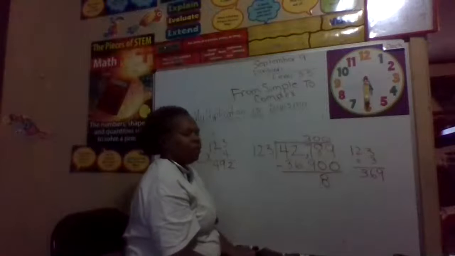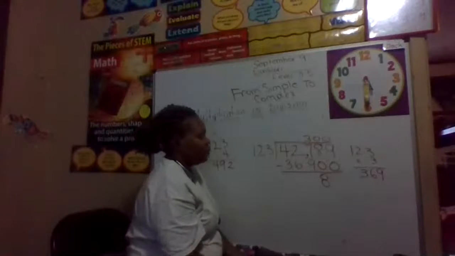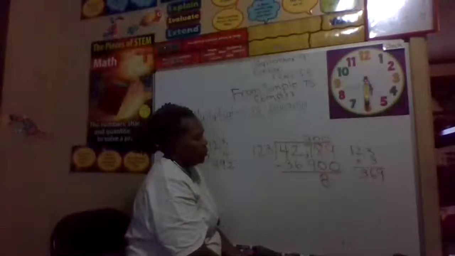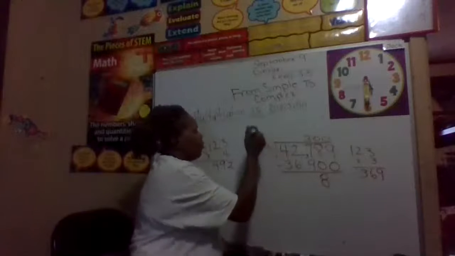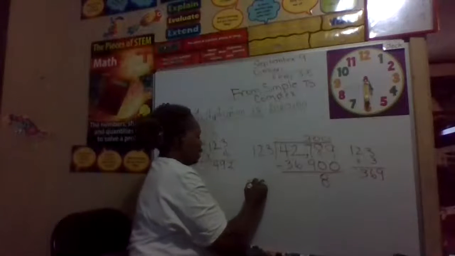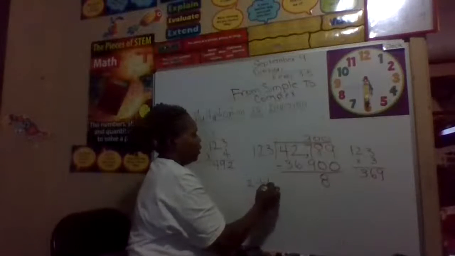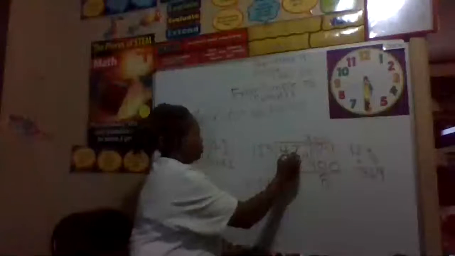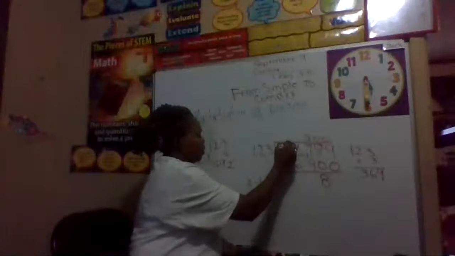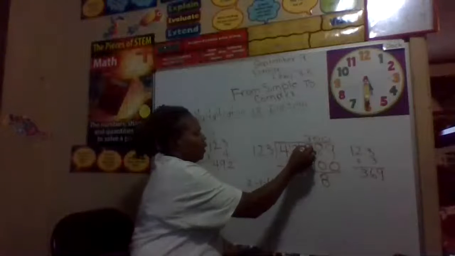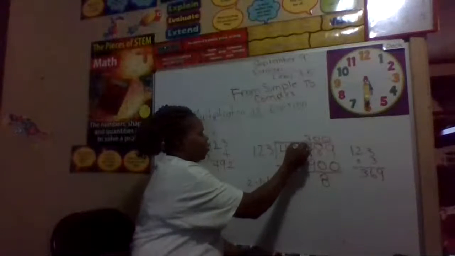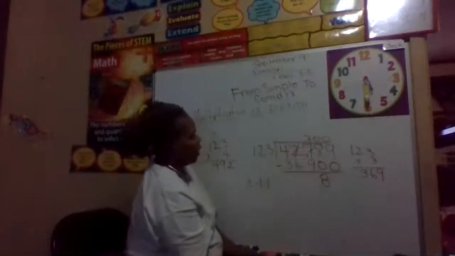What's next? We have another problem. It's 7. You gotta borrow. We're going to borrow 1 from the 2. So 2 minus 1 equals 1. The 1 goes above the 2 here. And this 1 goes with the 7 to make that a 17.